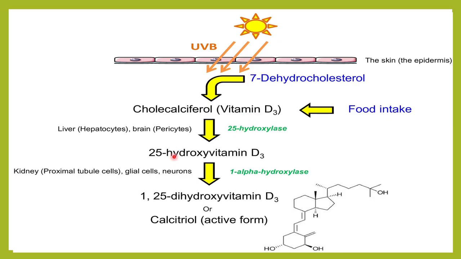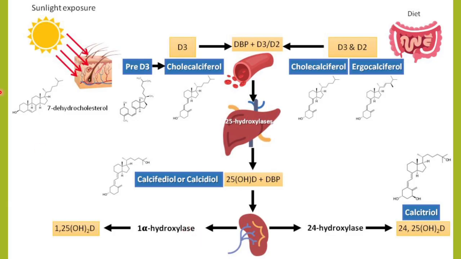So this is vitamin D3. This is 25 hydroxy vitamin D3. This is 1,25 dihydroxy vitamin D3. So the one which is in the kidney is the active form, and this has three hydroxy groups. That is why it is calcitriol. The same thing is explained here.